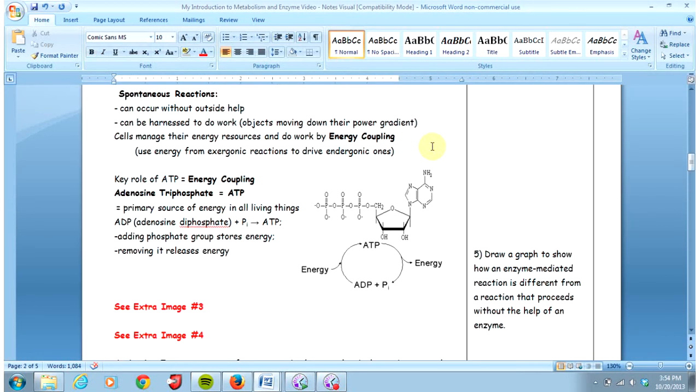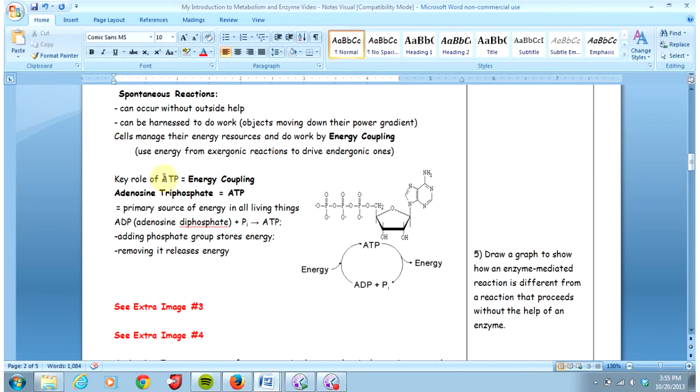Spontaneous reactions are a type of exergonic reaction that can occur without any energy input at all. So they'll happen spontaneously, randomly, instantly, and the energy that's released as a result of a spontaneous reaction can be harnessed or used to do work. A lot of times the cell will take the energy that's released as a result of an exergonic or spontaneous reaction and use that free energy to power an endergonic reaction, a reaction that requires energy to go from the reactants to the products.